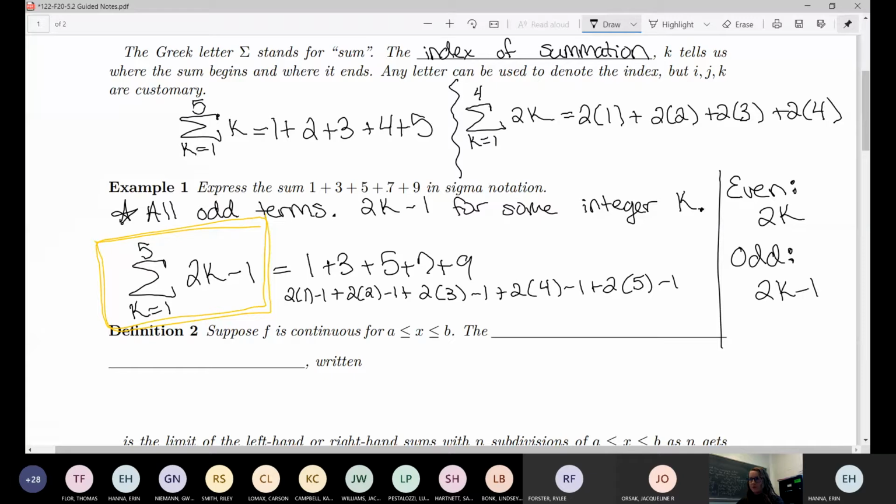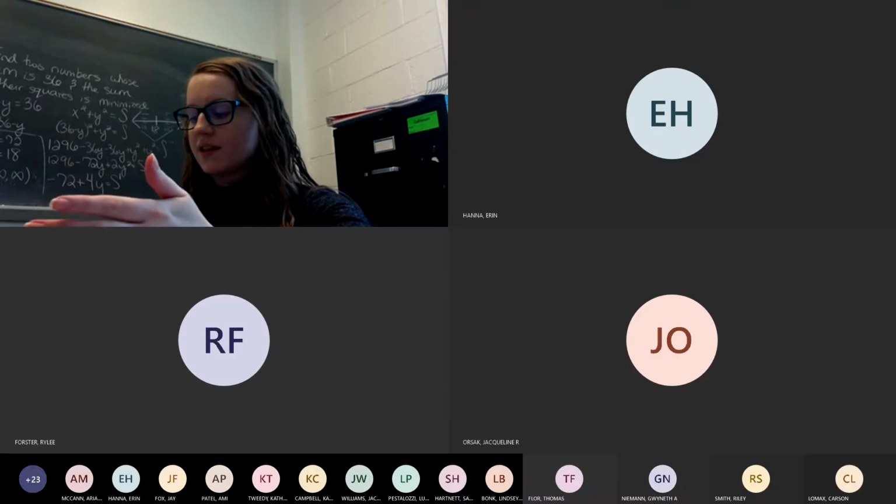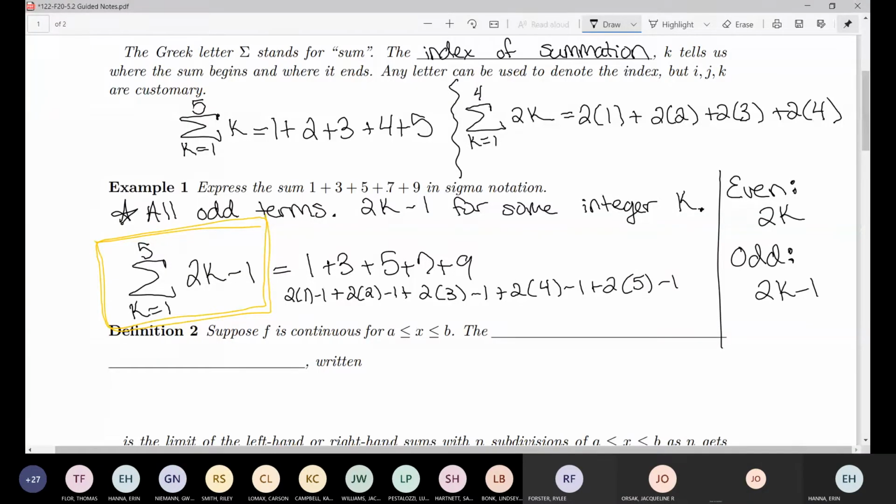Let's catch up with me, screen. So the fact that they're all odd numbers and the fact that the definition of an odd number is that it can be written as 2k minus 1 is where I'm getting that 2k minus 1 from.